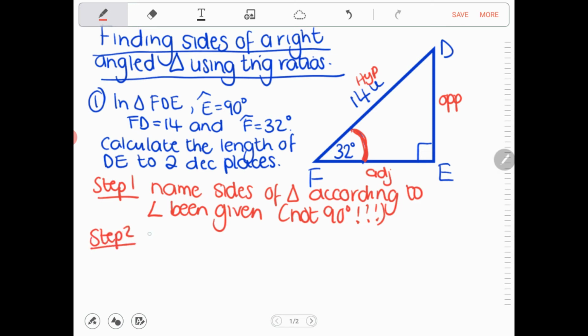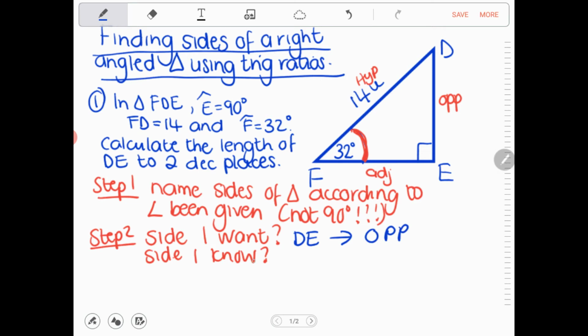After we've done that, we ask ourselves, which side do I want? And which side do I know? Alright, so let's just look. I want DE, which is the opposite. I know FD, which is the hypotenuse. Alright, what do I want? Opposite. What do I know? Hypotenuse.